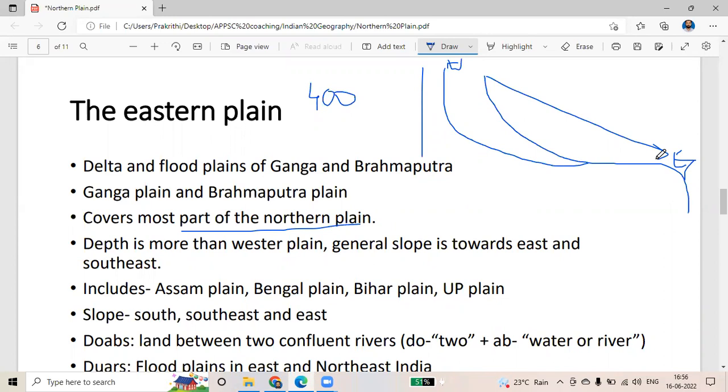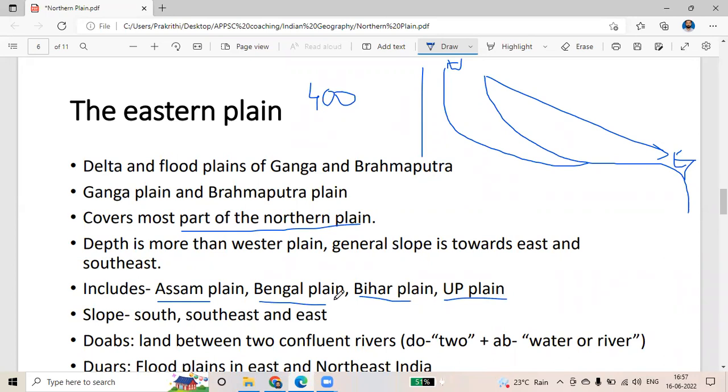So it includes Assam plain. When we move from eastern side, it has Assam plain. It has Bengal plain, that is West Bengal. Then Bihar plain and UP plain, Uttar Pradesh plain. Remaining Haryana, Punjab and Rajasthan plain goes to Western plain region.